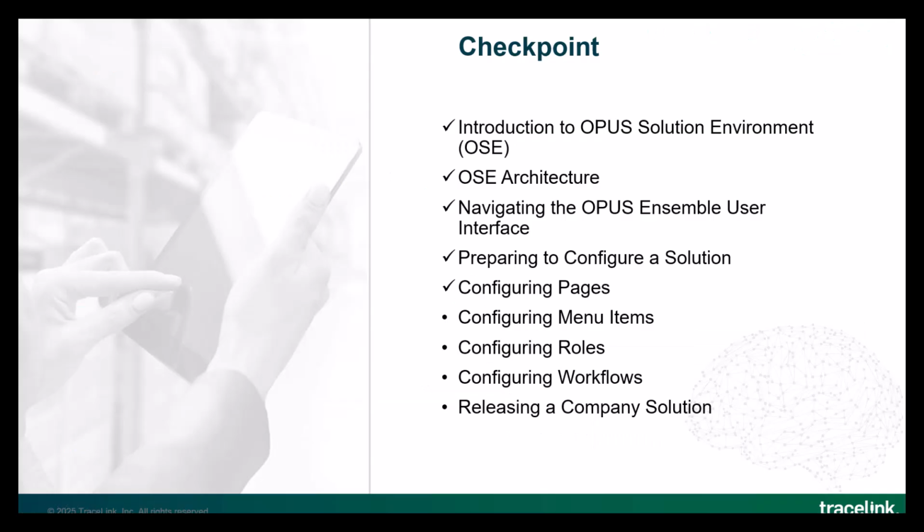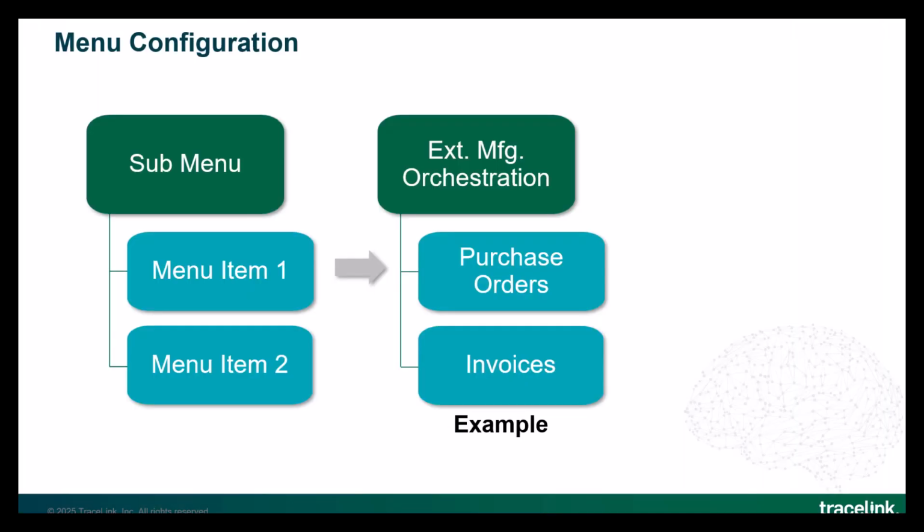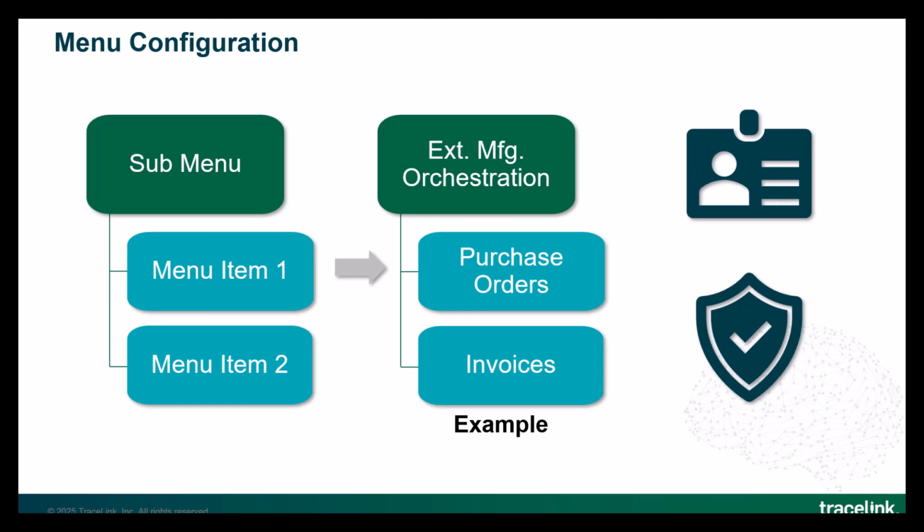We'll now take a look at how to configure menu items. In Opus User Experience, the side menu consists of submenus and menu items. Submenus are configured to categorize business objects by orchestration or use case. In this example, external manufacturing orchestration is a submenu. Purchase orders and invoices are menu items here. Menu items are securely governed by roles, permissions, and policies, ensuring your users have access only to relevant information and operations.